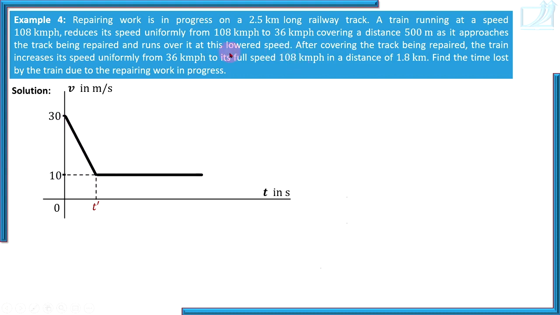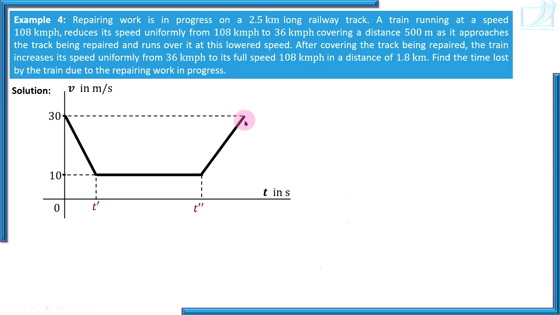After that, the train moves with the lower speed. Up to what time it moves with the lower speed, we don't know. Lower speed means 10 meters per second. But how much distance it covers, we know, because it moves with this speed of 10 meters per second on this railway track where repairing is in progress. That means 2500 meters. After that, the train increases its speed to its full speed, that is 30 meters per second.